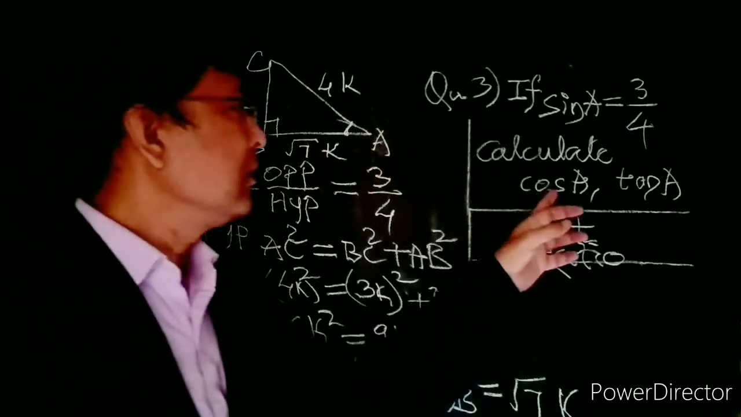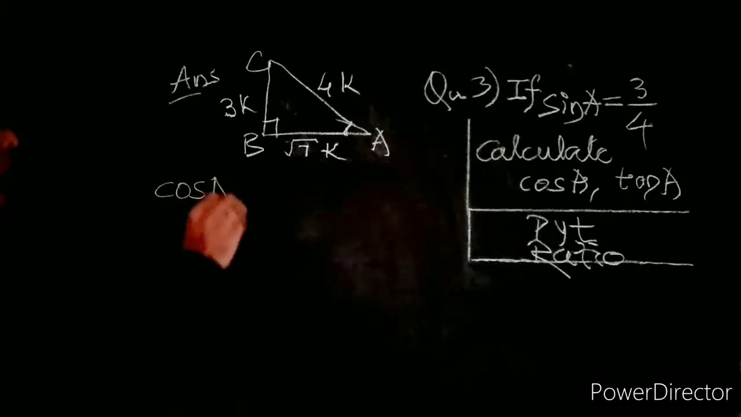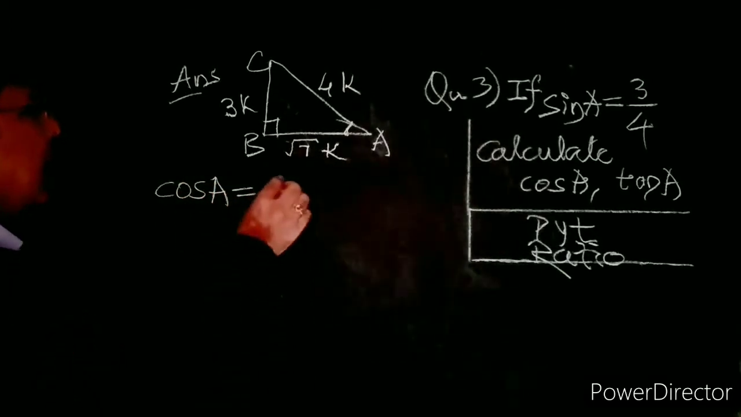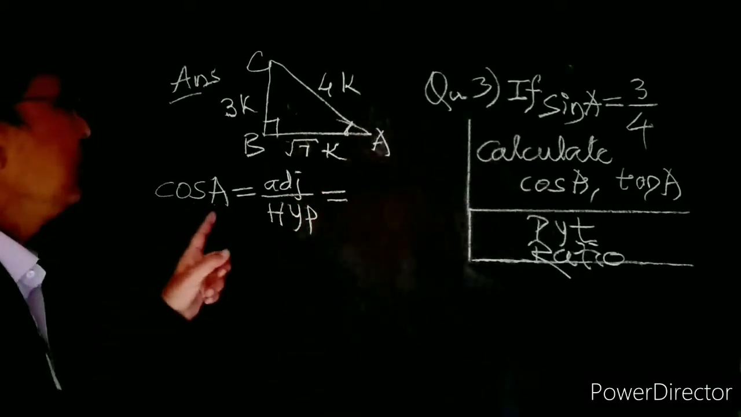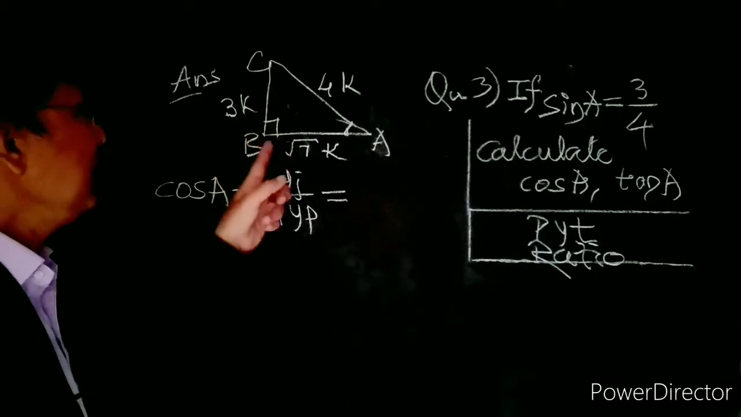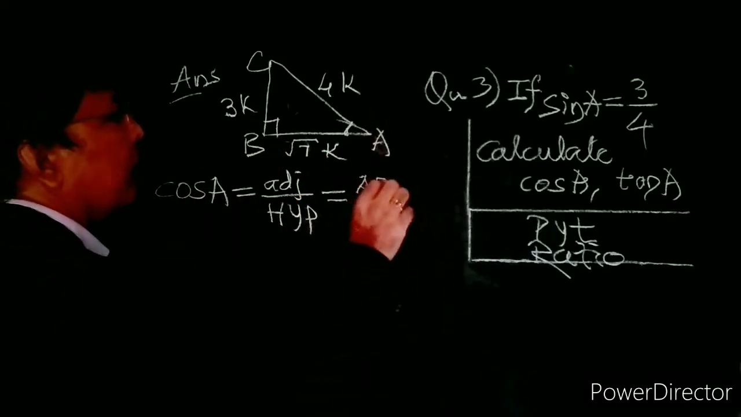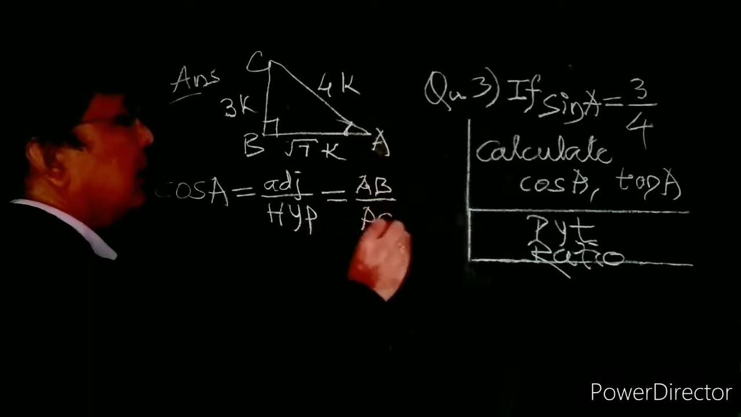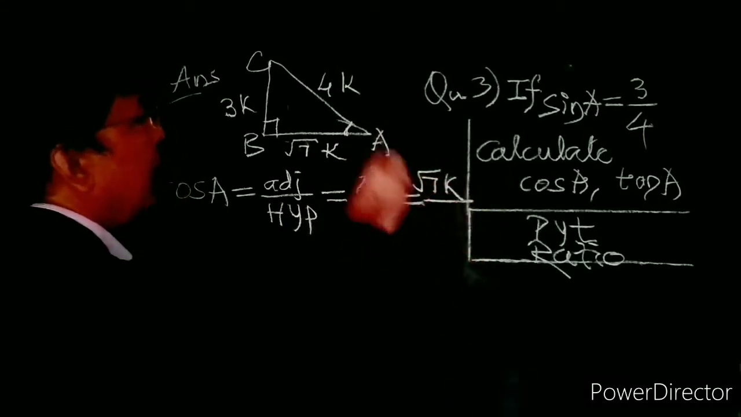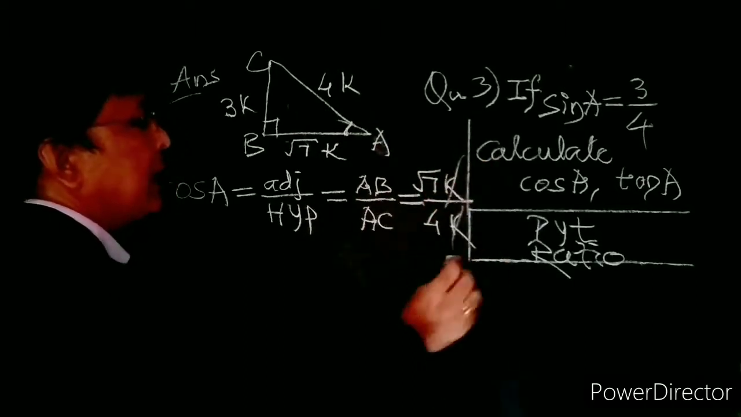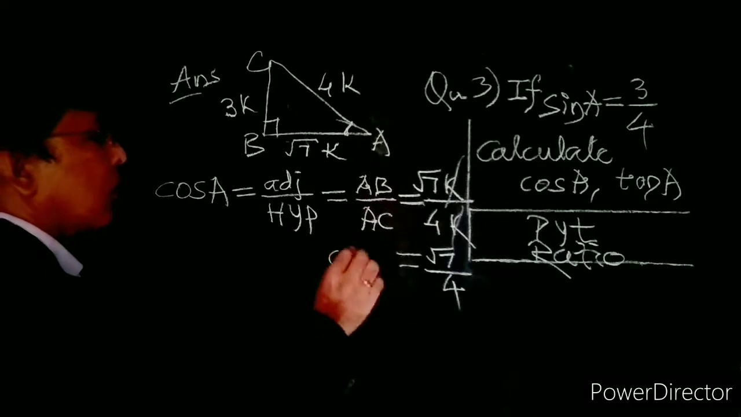Now it is easy to find the ratios for cos A and tan A. Let us find the value for cos A. We know the ratio for cos A is adjacent side upon hypotenuse. We observe the triangle from angle A: opposite side is BC, adjacent side is AB, and hypotenuse is AC. So AB upon AC is root 7k divided by 4k. K gets cancelled, so we get root 7 upon 4. This is the value for cos A.